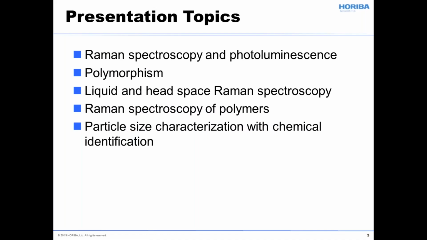Our talk today is going to cover these topics. First, we'll have a brief overview of Raman spectroscopy and photoluminescence. I like to point out to people that with a Raman spectrometer, and in particular a micro Raman spectrometer, you're capable of doing both Raman spectroscopy and photoluminescence spectroscopy with the same instrument. So it's basically a two-in-one instrument. And that's where we get into fluorescence or photoluminescence as friend or foe. So we'll talk about that a little bit.